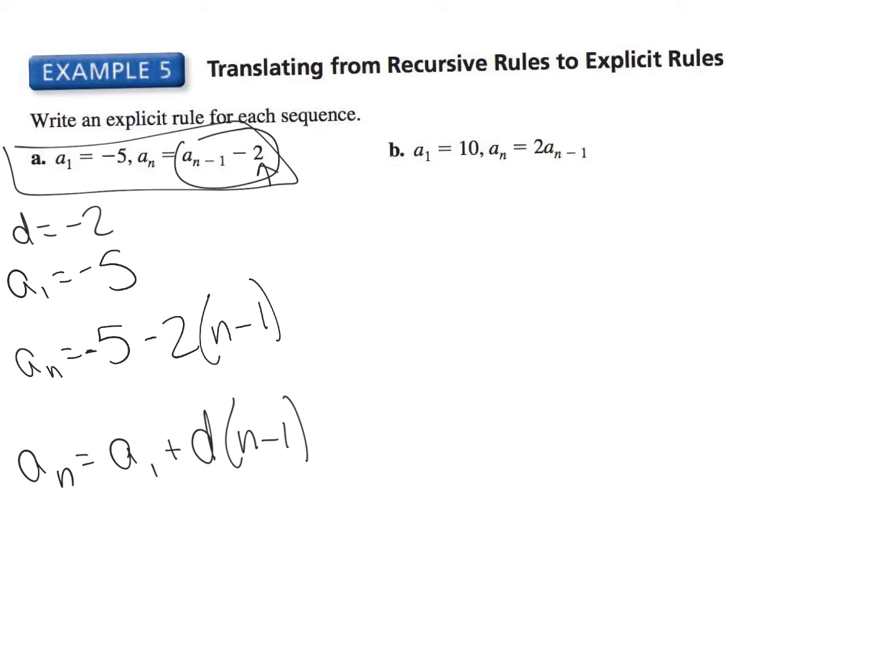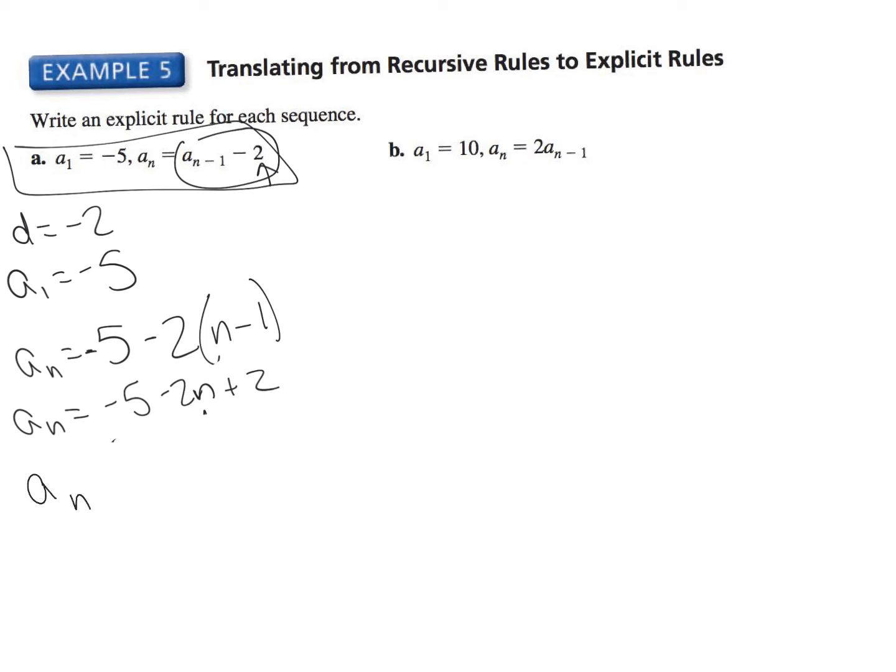If you go ahead, distribute, and simplify, you'll get a of n equals -5 minus 2n plus 2. Let me go ahead and erase what's under it so I can simplify. And we see that my explicit format is a of n equals -3 minus 2n. And that's it for this first one.